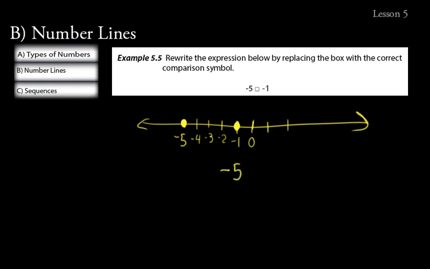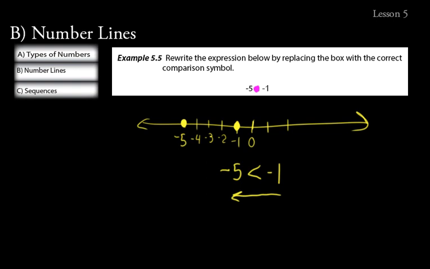We want to replace that box right here. We want to change that with the right comparison symbol. So -5 is to the left, so -5 is less than -1, right? Because -1 is greater than -5. So, we can read these right to left, starting with -1.